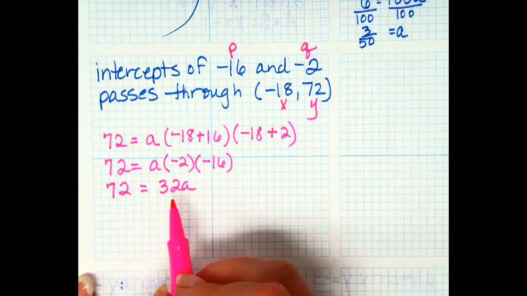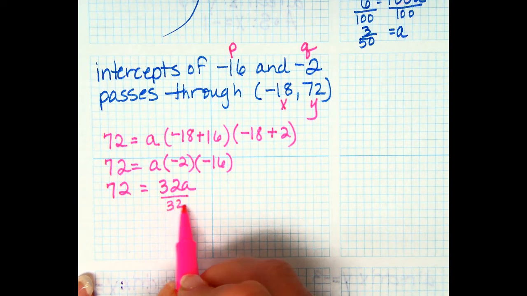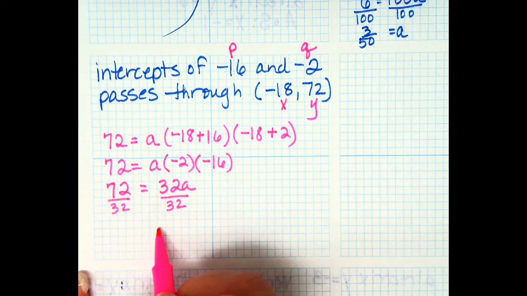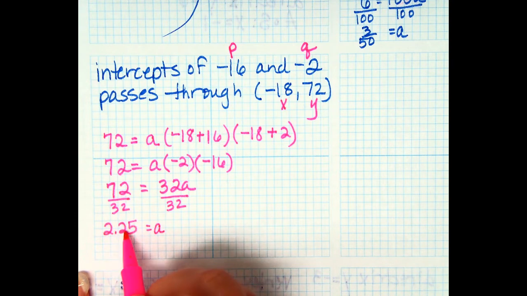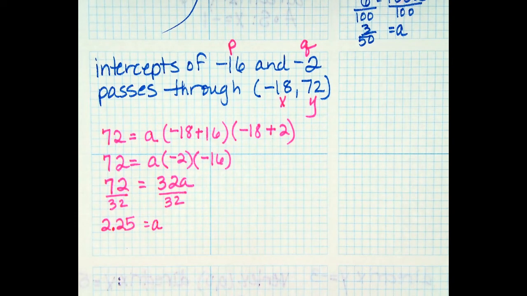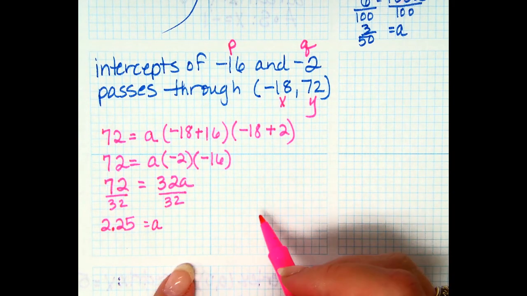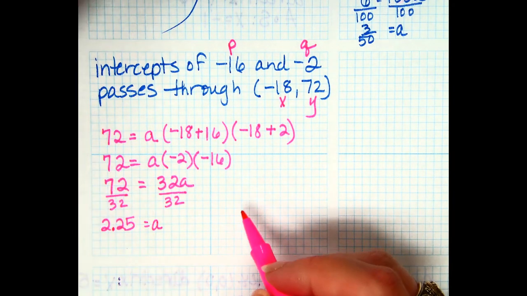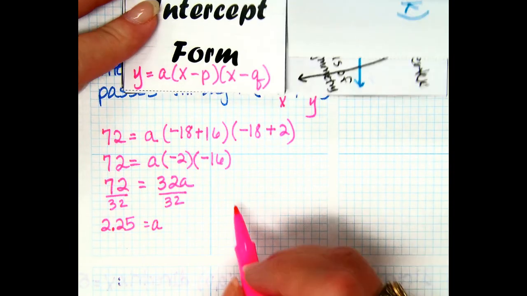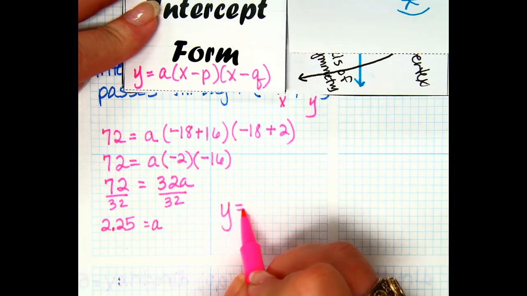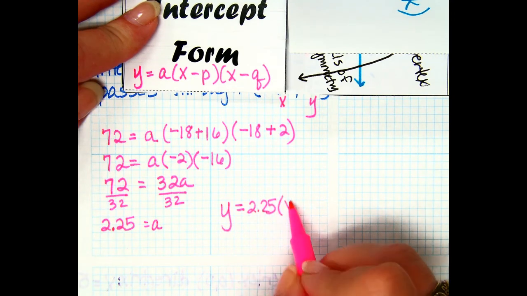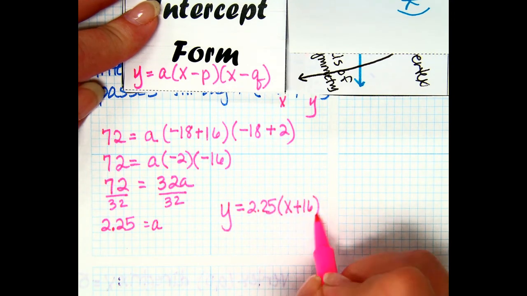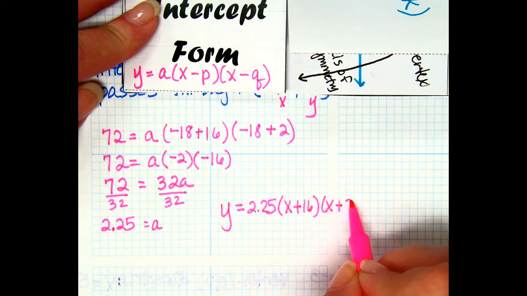And to solve for A, divide by 32. A equals, just to make sure you know it's okay, I'm going to go to a decimal on this one. Okay? So what's my equation then? Y equals A, which is 2.25, times X minus P times X minus Q.